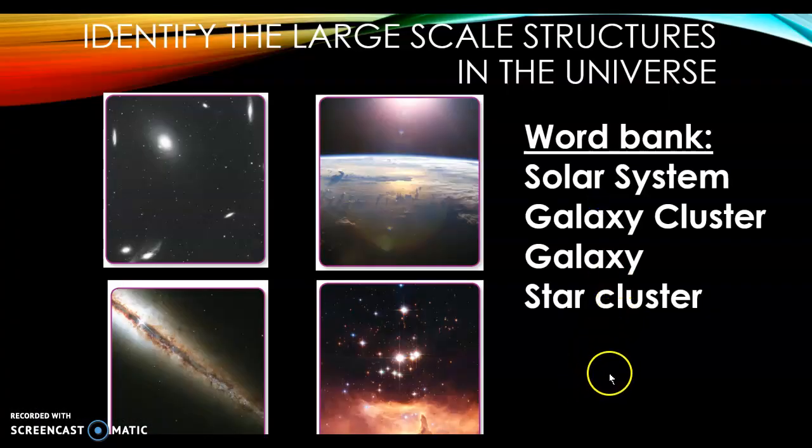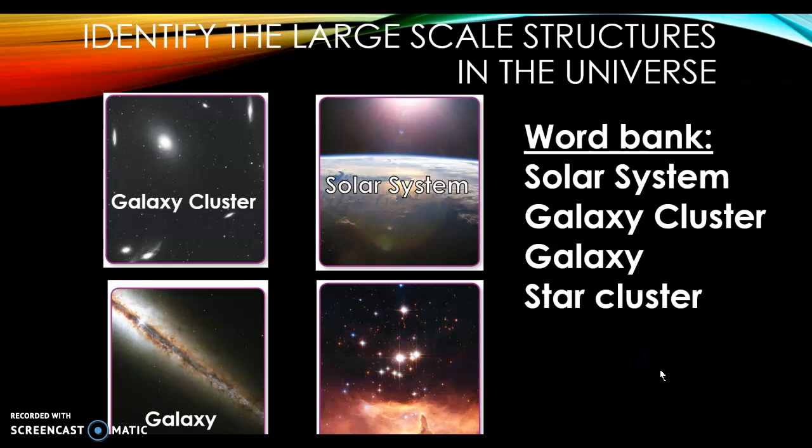So looking at these pictures, we have four words: solar system, galaxy cluster, galaxy, and star cluster. Take a moment, look at them, think about what they might represent, noting all the different images. All right, let's see. The first one is a galaxy cluster. The second one is the solar system. The third is the galaxy by itself. And then you have the star cluster, noting that all of these dots are stars, all of these are galaxies, and this is one giant galaxy, and this is Earth.